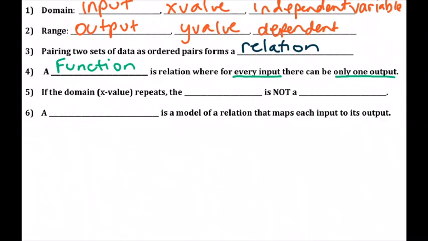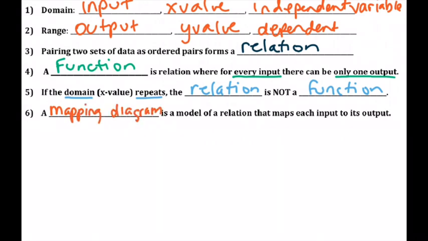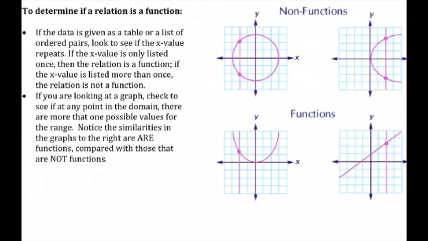Okay, and then the last thing that we're going to talk about as far as definitions go is a mapping diagram. It is a model of a relation that maps each input to its output. And I'll show you how to make a mapping diagram and how to read a mapping diagram, what it means, okay? So it's just a visualization. All right, so let's go on to functions and start talking about how to tell whether something's a function or not. So the next thing that you see on your paper, it says to determine if a relation is a function, and there's a couple of bullet points there.